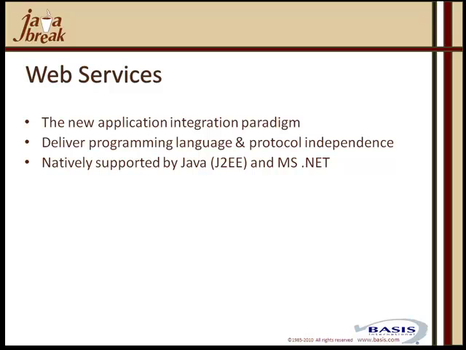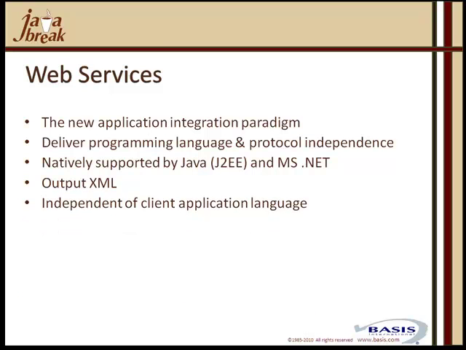Web services are natively supported by Java, J2EE, and Microsoft .NET. And given that BBJ is built on top of Java, it makes it very easy for both BBJ and Pro5 to be able to both offer and consume web services. The communication protocol is from XML output, and it's independent of the client application language. It's no longer necessary for the client application language to even know what the web service might have been written in, or the web service provider doesn't have to care about which application language is going to be used to consume his web service. It can be used by any client application on any platform.